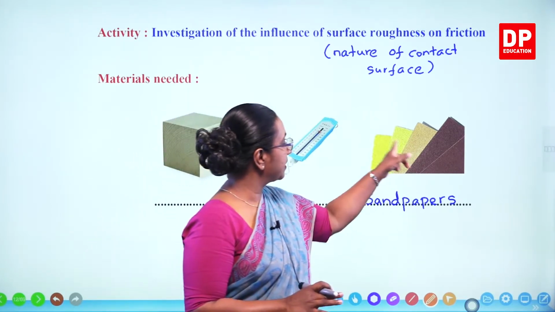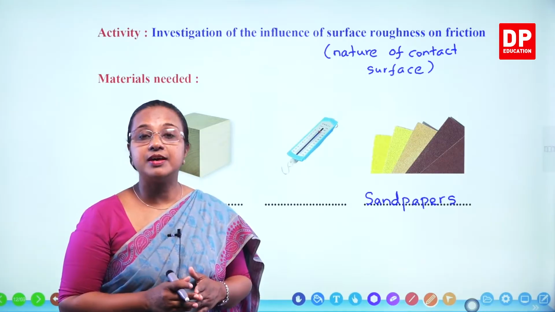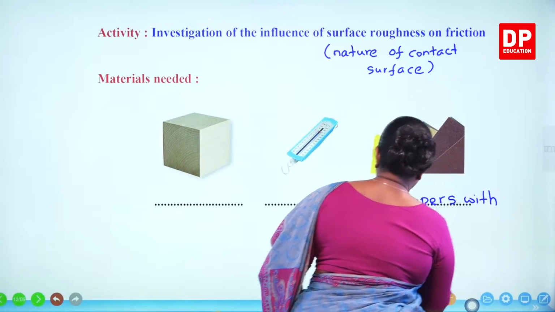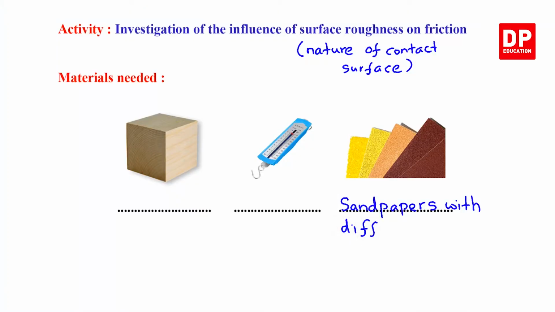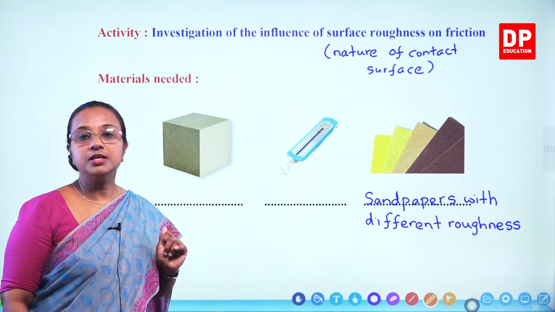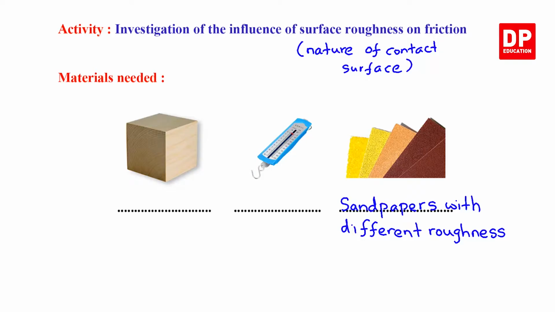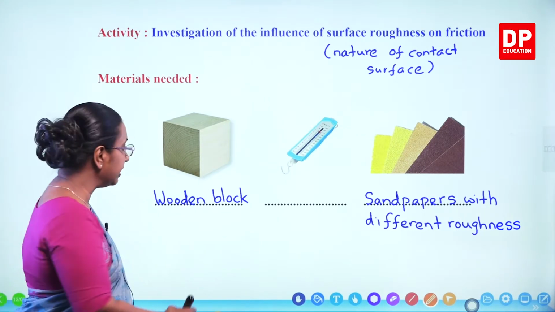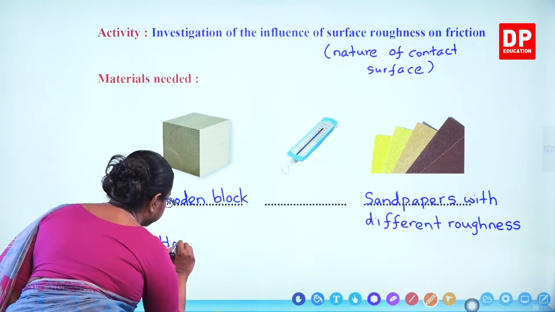So these sandpapers can be obtained in different roughness. Sandpapers with different roughness. Then we need to use a wooden block. So a wooden block will be the object that is trying to move on a surface. So as I said before, we will need a horizontal surface.